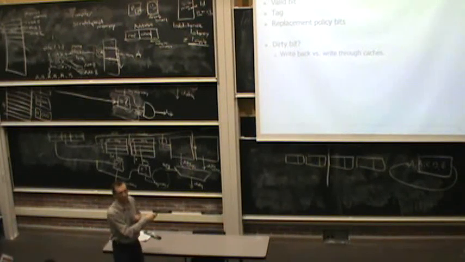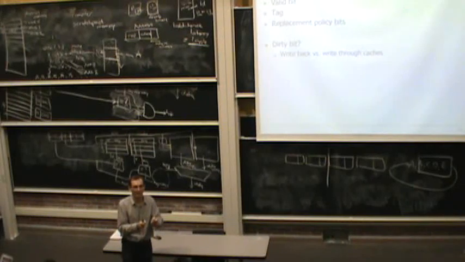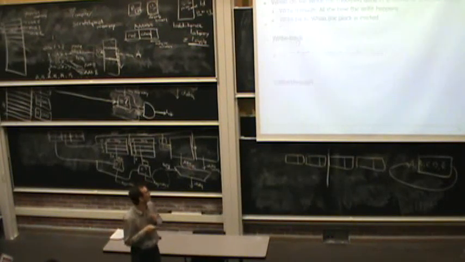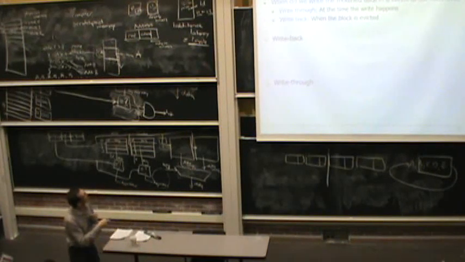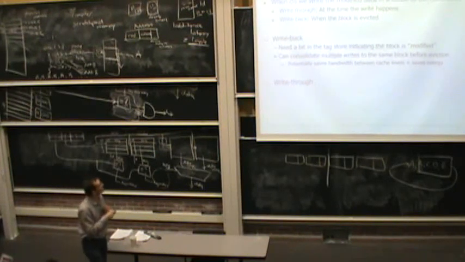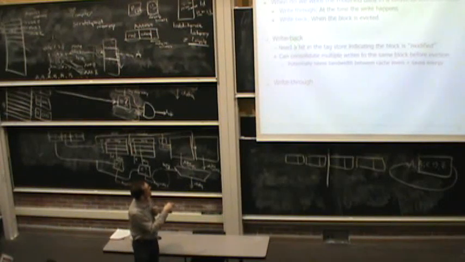That's the notion of a write-back cache. If you have a write-through cache, you don't have this problem. Whenever you're writing to a cache block, if you also write to the memory, then that's a write-through cache. Basically, when do you write modified data in a cache to the next level? If you do that at the time when the write happens, it's write-through. Otherwise, it's write-back, when the block is evicted. Basically, you need to keep a modified bit in the tag store, indicating that the block is modified, if you have a write-back cache.